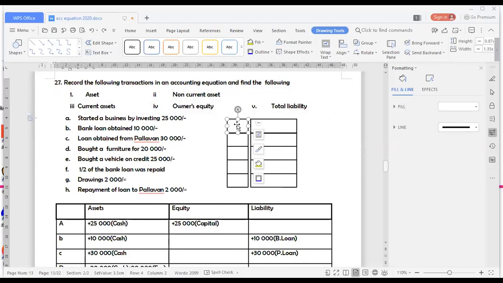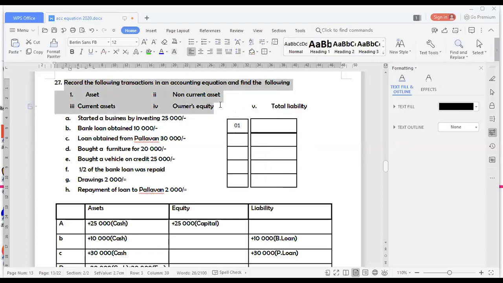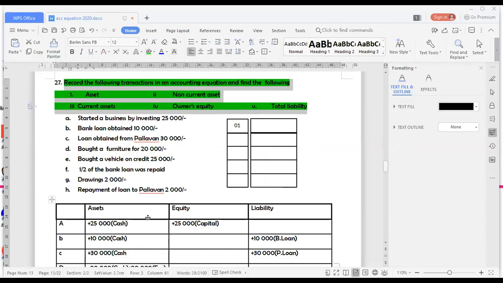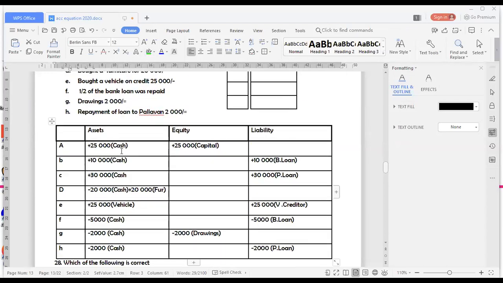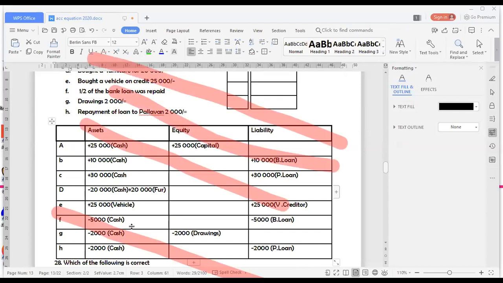Okay. First transaction, total asset. They're asking for assets. There are 5 questions altogether. If you take the asset, my dear, take the asset column only. Add then deduct. Can you tell me the total amount, how much?